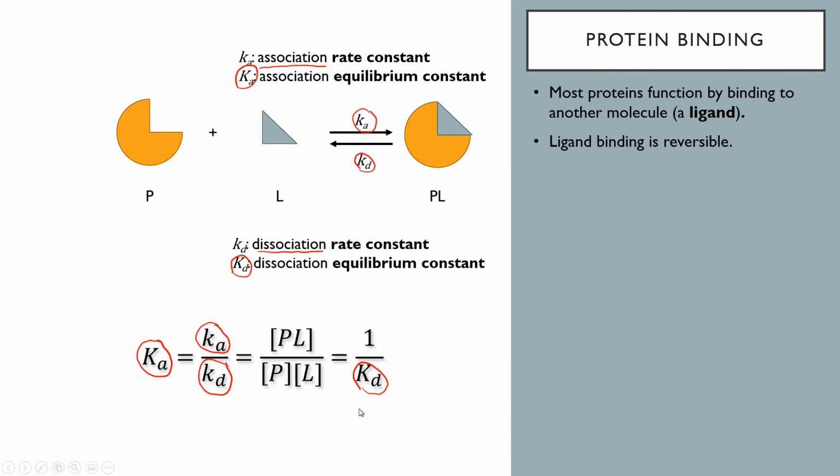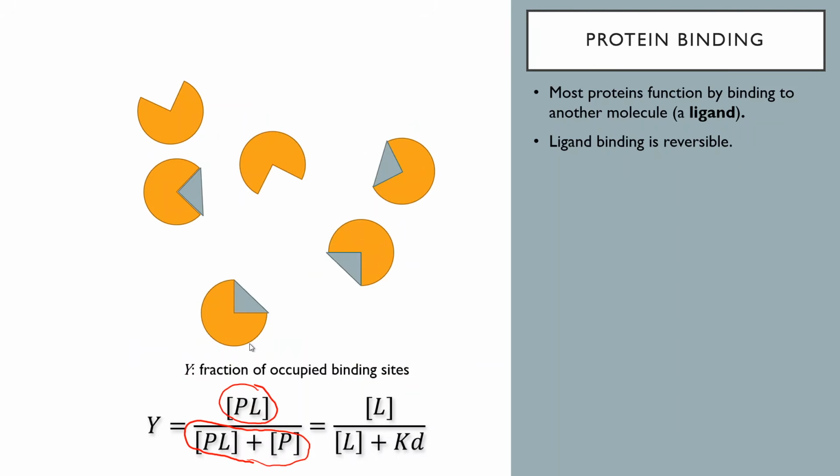So if you remember from up here, we said that the dissociation equilibrium constant is just the inverse of the association equilibrium constant, which is this ratio. And so we can just rearrange that down here and say that K, big K sub D, equals the product of the free ligand concentration times free protein concentration over the protein-ligand complex concentration.